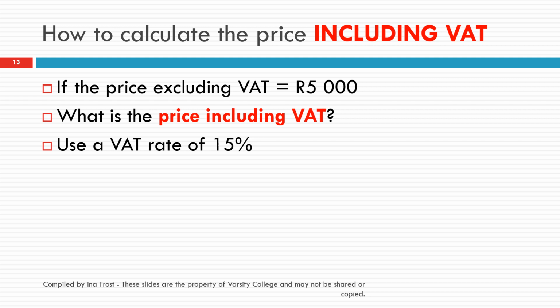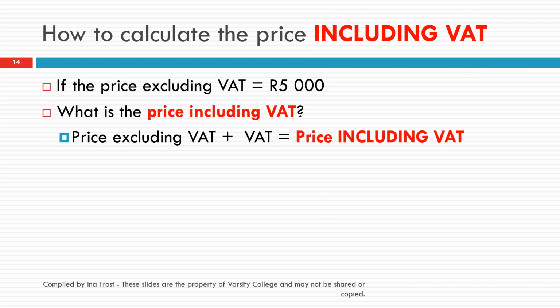The next calculation we're going to revise is how we get to the price including VAT. So now the next set of calculations is to see how we can calculate the price including VAT. Once again, if we are given a price of 5,000 rands excluding VAT, how will we go about calculating the price including VAT?